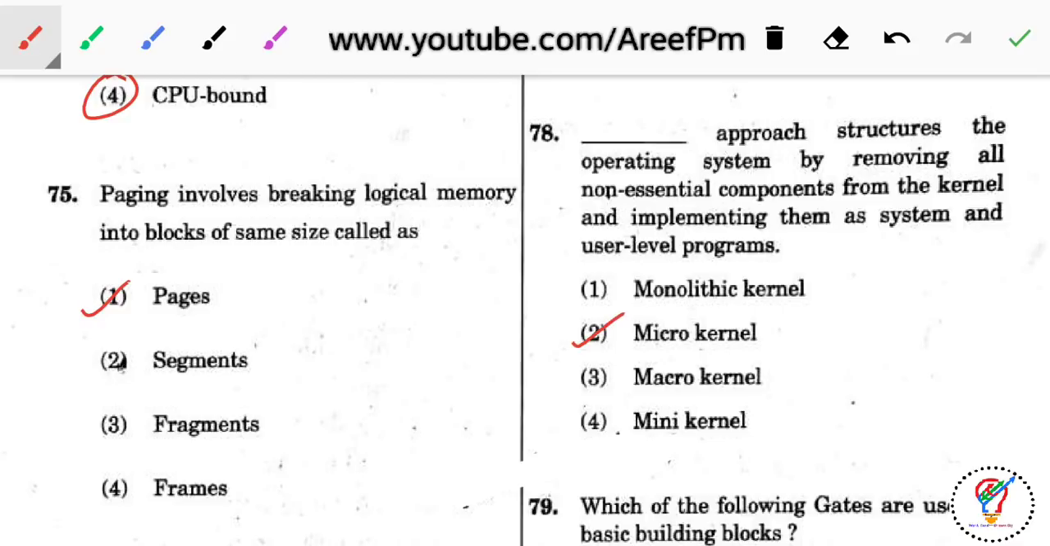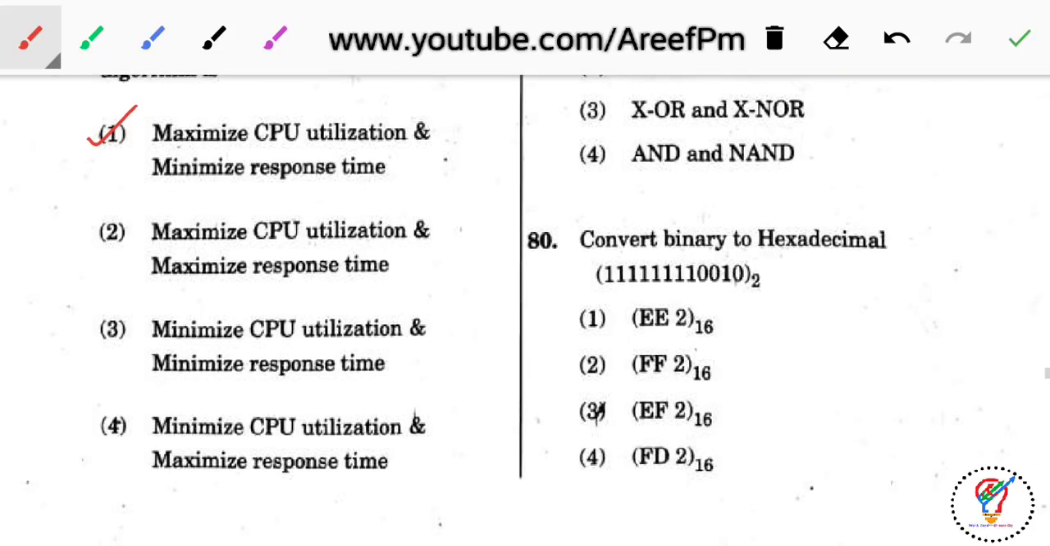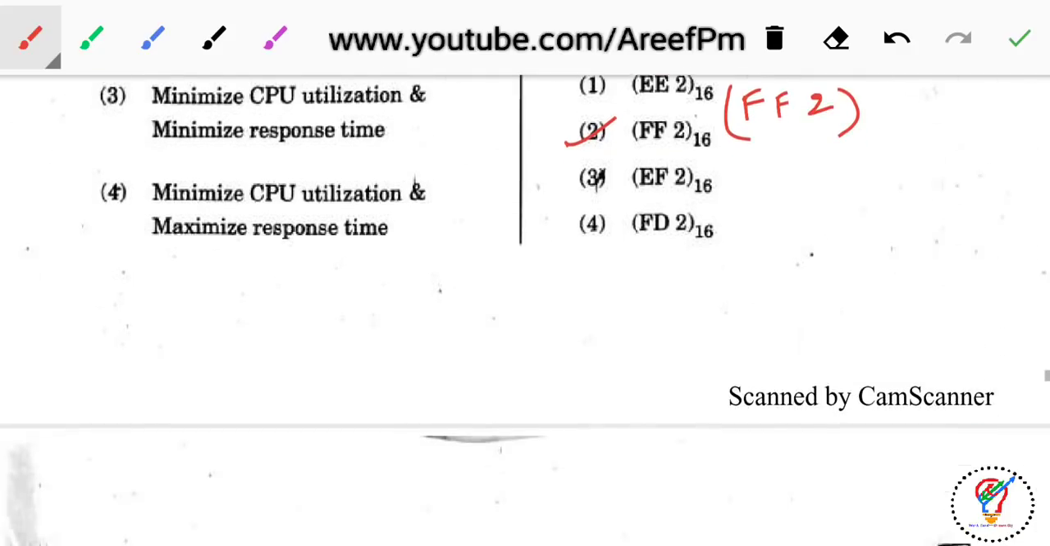So it is microkernel. Which of the following gates are used as basic building blocks? AND, OR and NOT gates are the basic building blocks for any logic gates. Generally the universal gates are NAND and NOR here. So the basic building blocks are AND, OR and NOT. Next one, 80th question. Convert the binary to hexadecimal. Hexadecimal means take 4 bits at a time. You will get all ones, which is F, and a 2. So the answer here is the second option.